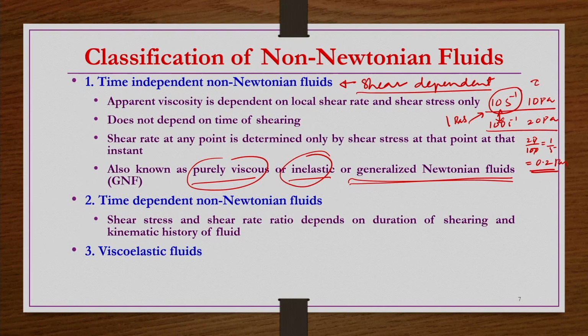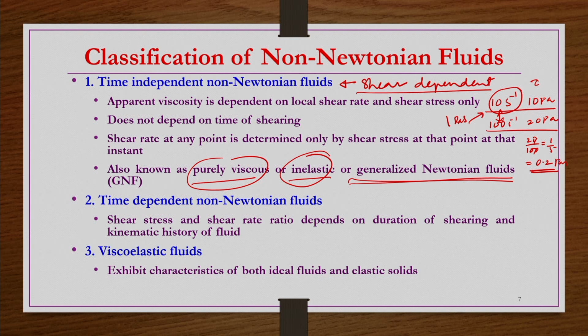Then viscoelastic fluids: these materials will display viscous behavior under a certain range of shear rate, and they also display elastic nature under a certain range of shear rate. So, that is the reason these materials are known as viscoelastic materials. They exhibit characteristics of both ideal fluids and elastic solids. And they also show partial elastic recovery after deformation.